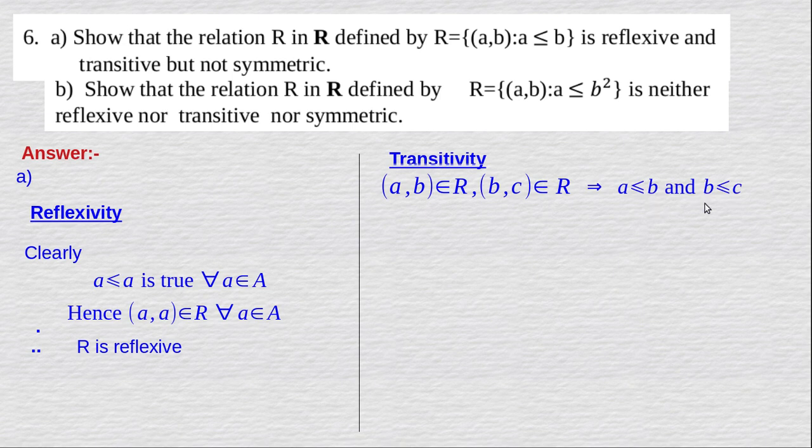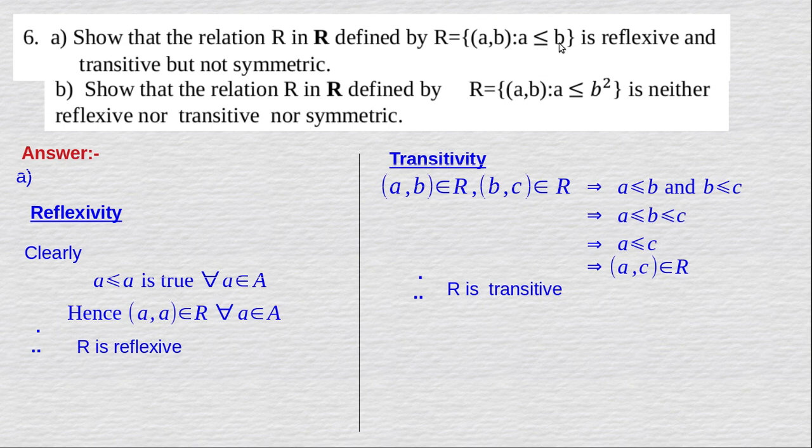The two B's are the same. Therefore, we can write A less than or equal to B less than or equal to C. It means that A less than or equal to C. Very clear. When A less than or equal to C, AC belongs to R. AB belongs to R, BC belongs to R, implies AC belongs to R. Hence, the relation is what? Transitive. Then the relation A less than or equal to B defined on the set R is reflexive and transitive.